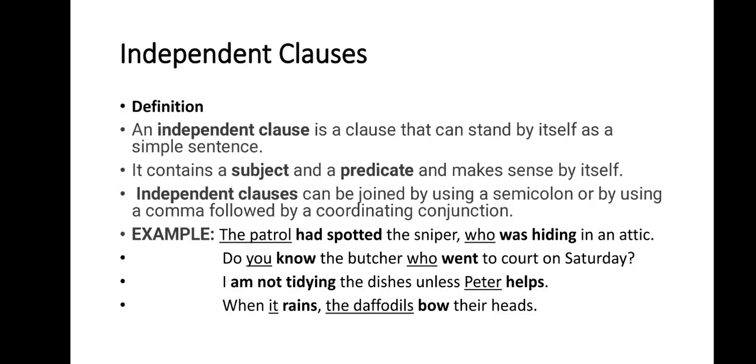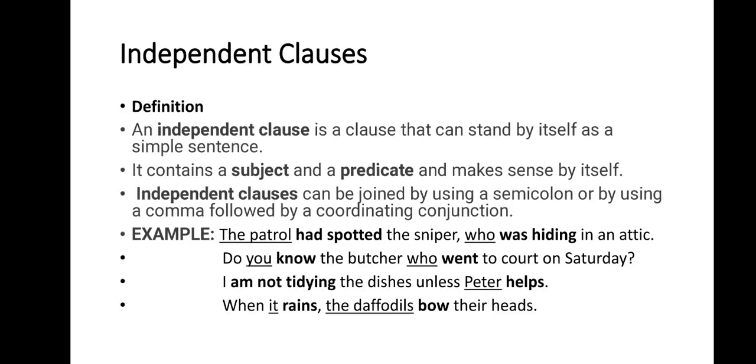As the word says, they are independent. They don't need the support of any other words or any other sentences. They can stand on their own. It's referred to as a simple sentence. It contains a subject and a predicate and makes sense by itself. An independent clause has its own subject and its own predicate. Independent clauses can be joined by using a semicolon or by using a comma followed by a coordinating conjunction.